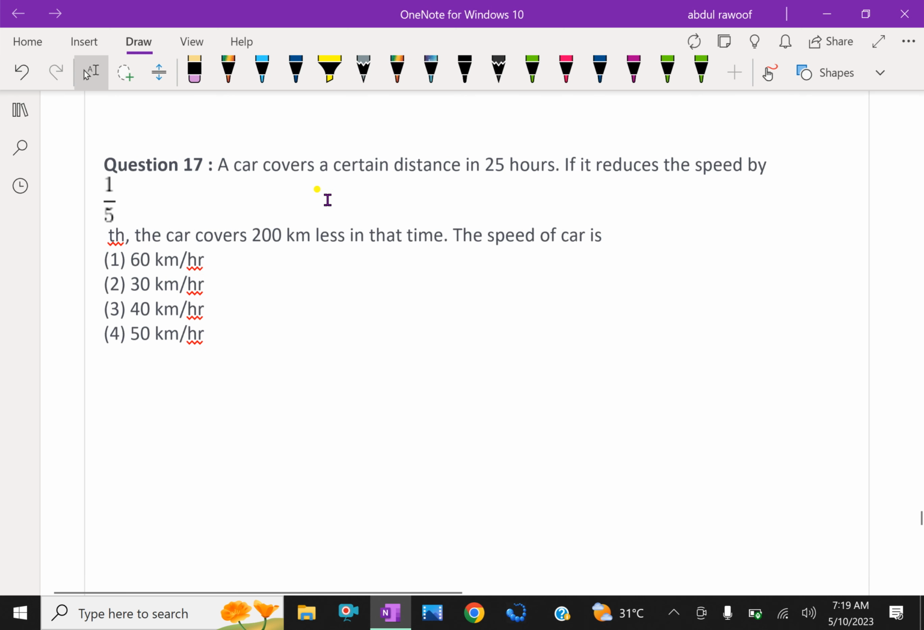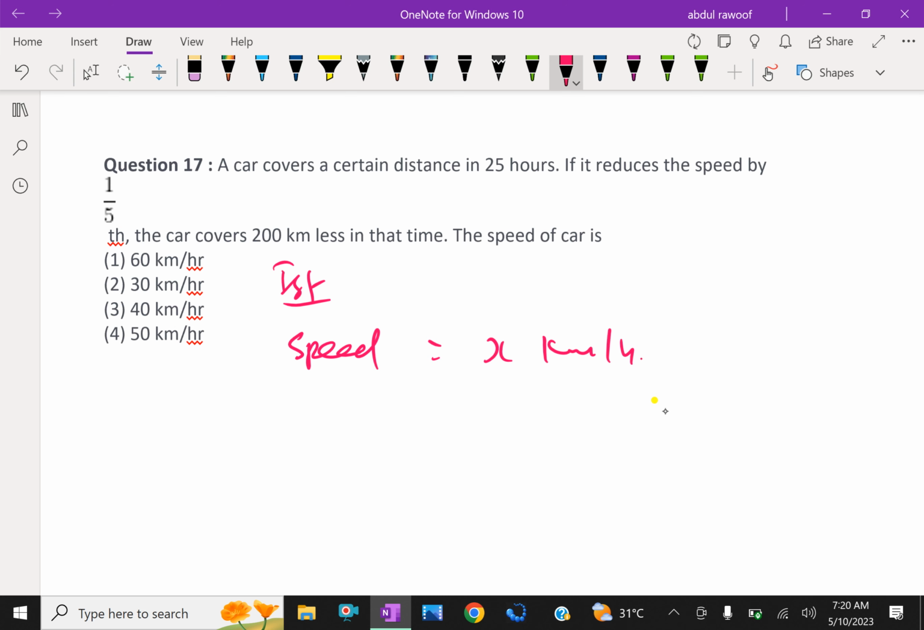Next question. A car covers a certain distance in 25 hours. It reduces the speed by 1/5. The car covers 200 km less in that time. What is the speed of the car? First case, speed of the car equal to x kilometer per hour. Distance covered in 25 hours, that is, distance is 25x kilometer.